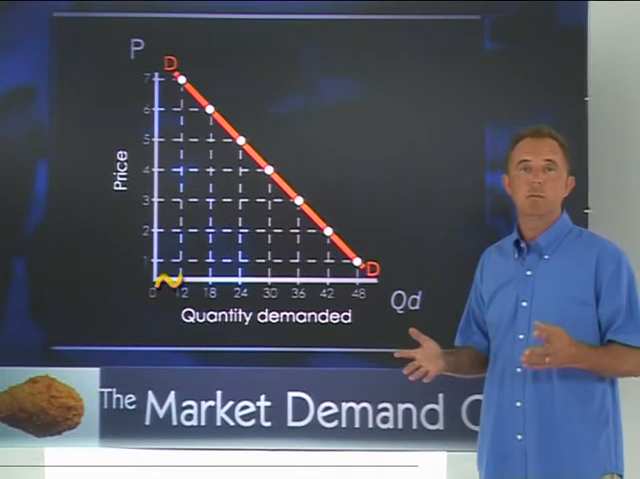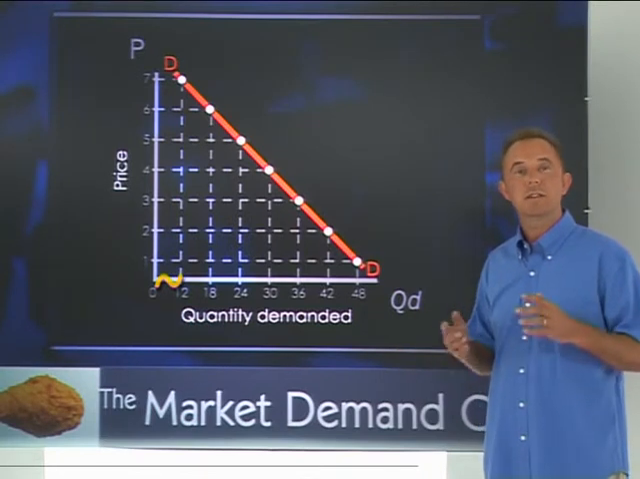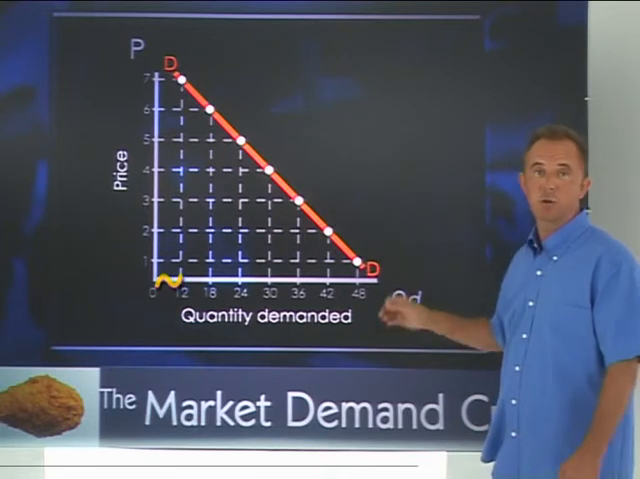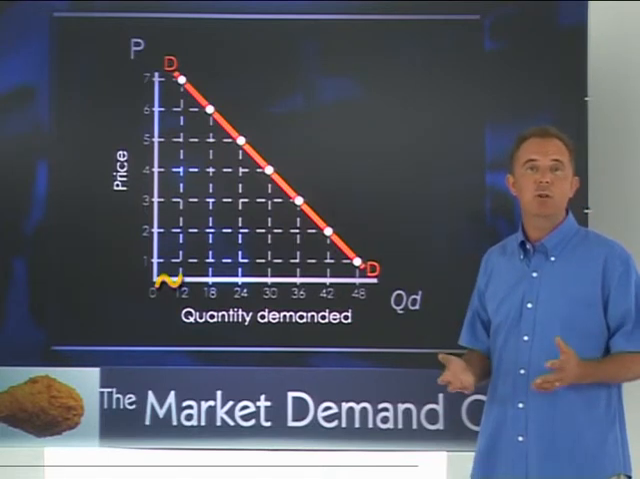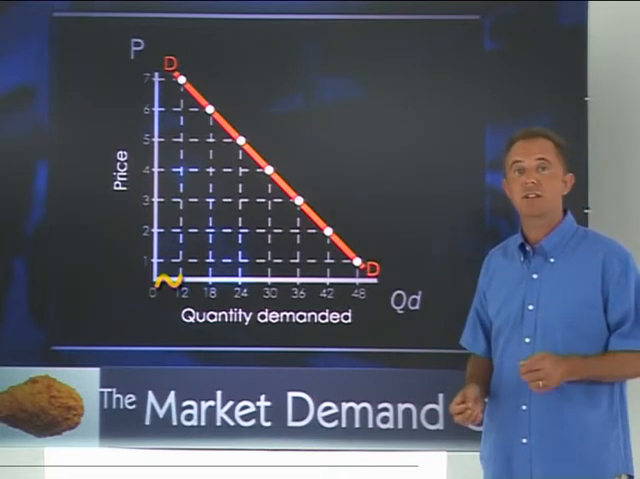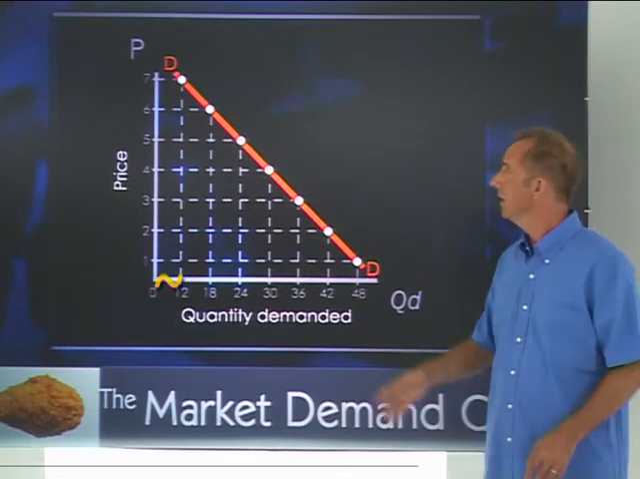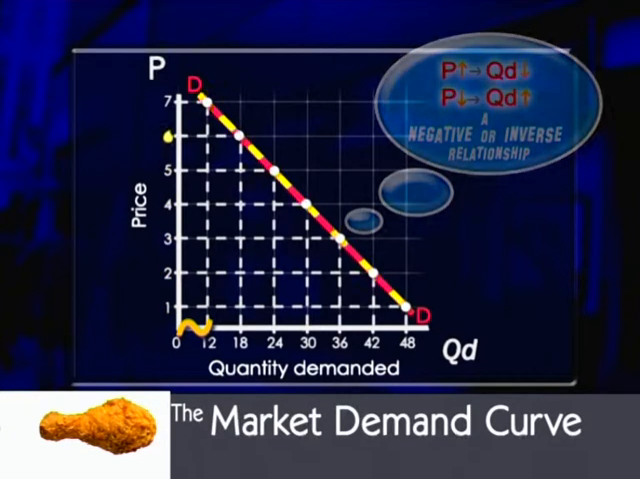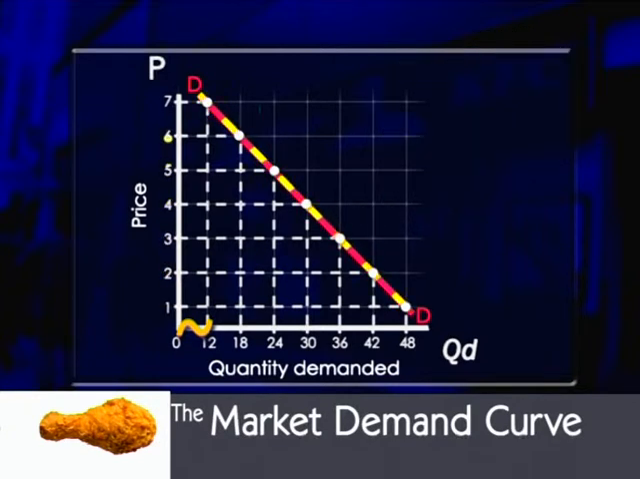Looking at the market demand curve, you'll see that it has the same properties as the individual demand curve. It's downward sloping, indicating a negative or inverse relationship between the price and the quantity demanded. A downward movement along the curve takes place if the price falls, and an upward movement along the curve takes place if the price rises.